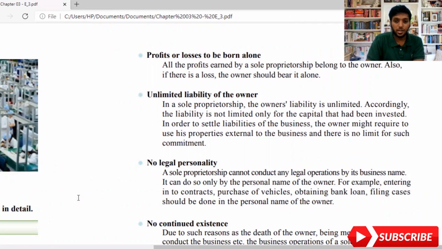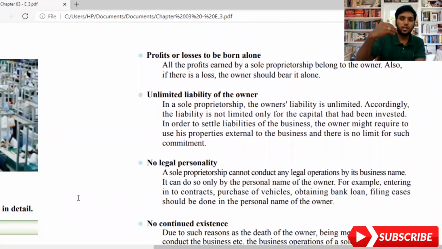And the third thing is unlimited liability of the owner. What is this unlimited liability? Let's take an example: if you are a sole proprietor, you might borrow some money to run the business, right? When you cannot pay the money back to the person from whom you have taken it, you might have to pay a bit more than that. That's what we call interest.